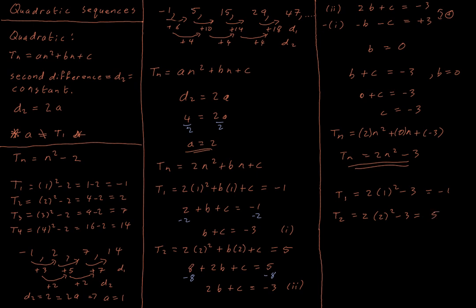So we can see that we are producing the numbers in our list. That's what our formula does. It gives us all of the terms in our list. So that is what we need for our quadratic sequences or quadratic patterns.